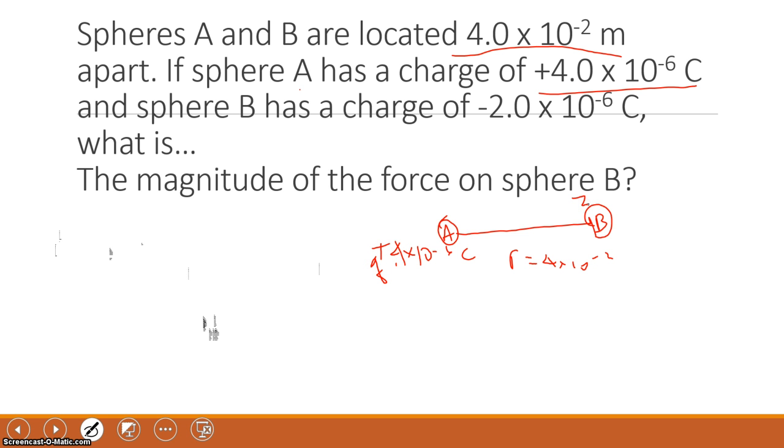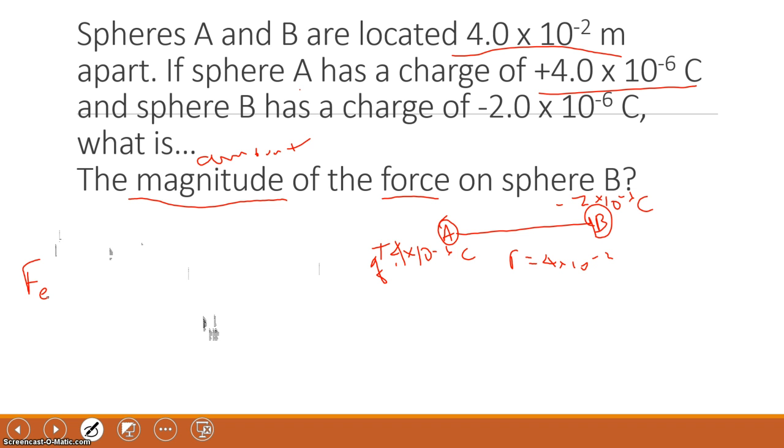What happens with a positive and a negative? That's right, they attract. So negative 2 times 10 to the negative 6 coulombs. The question is, what is the magnitude of the force on sphere B? Okay, magnitude just means the amount of the force. So it means the electric force and the force on sphere B.